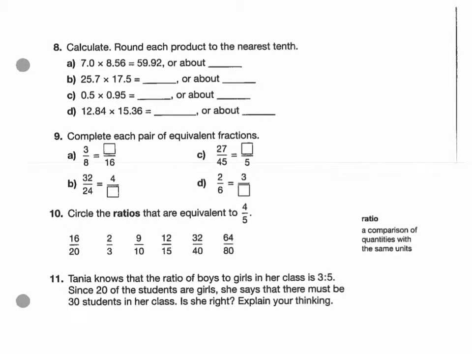All right, calculating. Round each product to the nearest tenth. So the nearest tenth, if we look at our chart, 0.000. Okay, so this is tenth, hundredth, and thousandth. Okay, sorry about my messy writing. So we're rounding it to the nearest tenth. So that is, oops, that is not a very fine highlighter. Let's try that again.